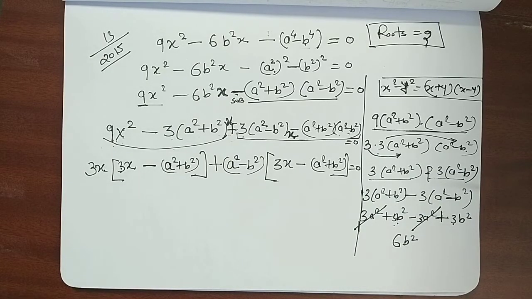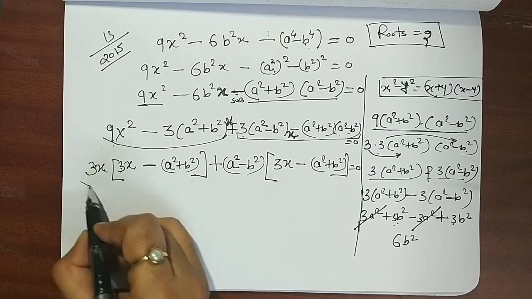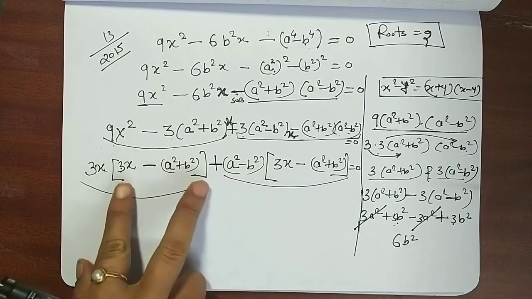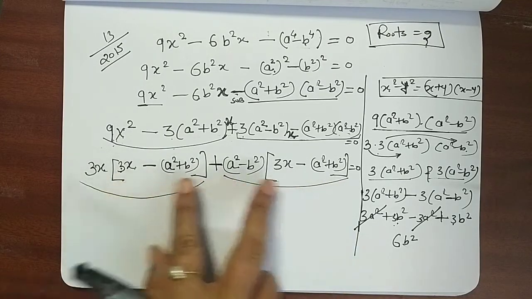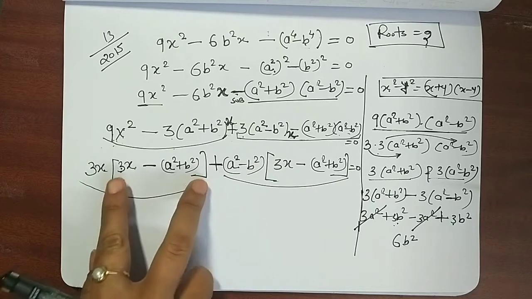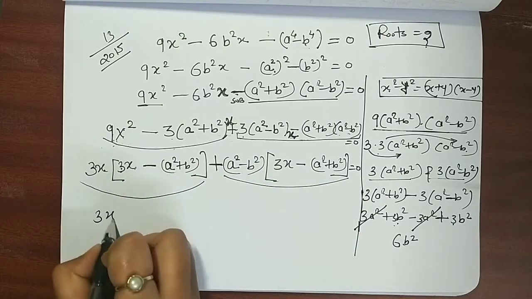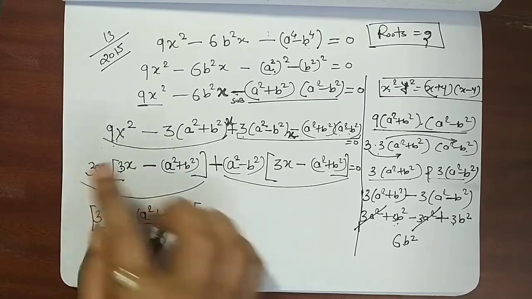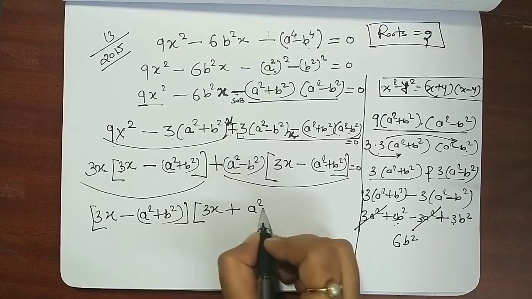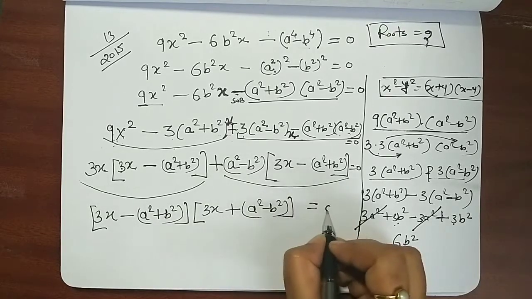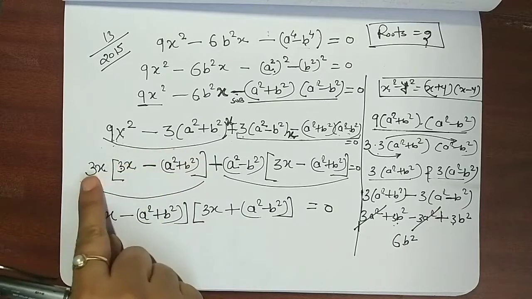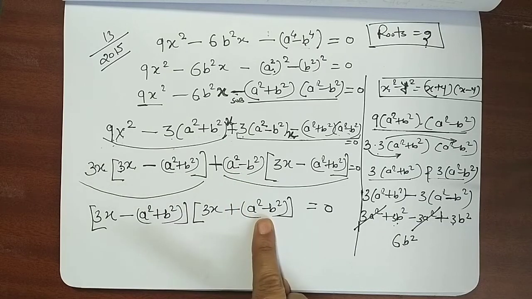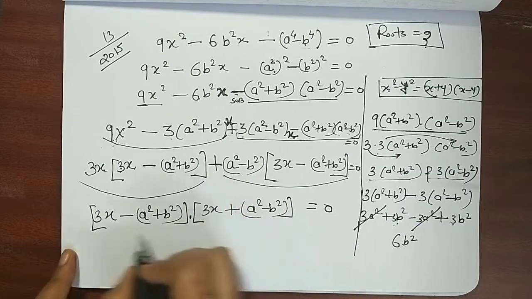Okay, now I have this term and this term separated by plus. Out of these two, see, this and this look to be exactly the same. So this I will take common. So 3x minus a square plus b square, and what is left here is 3x plus a square minus b square equal to 0, because I took this, what is left is 3x, and I took this, what is left is a square minus b square. Okay, now I got my factors.